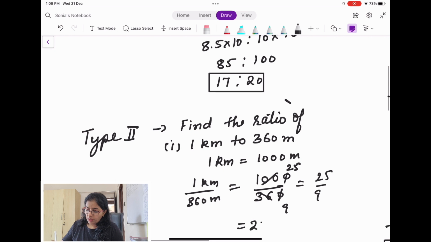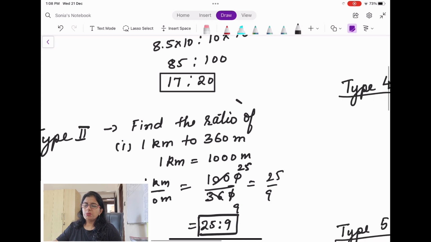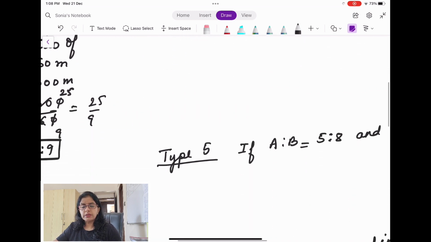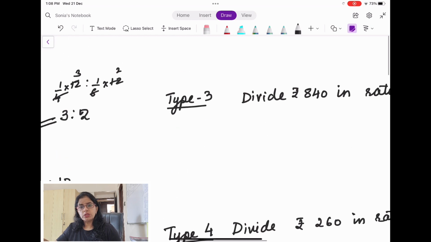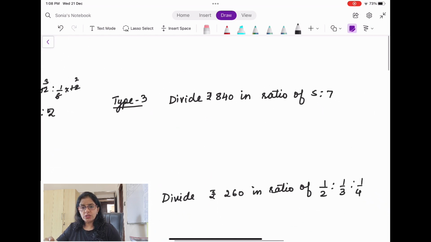If I divide by 4, I get 25 and 9. So 25 by 9. The ratio becomes 25 is to 9, which is the answer. So what did we do? We first brought the units into the same type. We can change to the bigger unit also, but then the complication of the question will increase. So it's always better to change to the smaller unit. Let's move on to the third type.